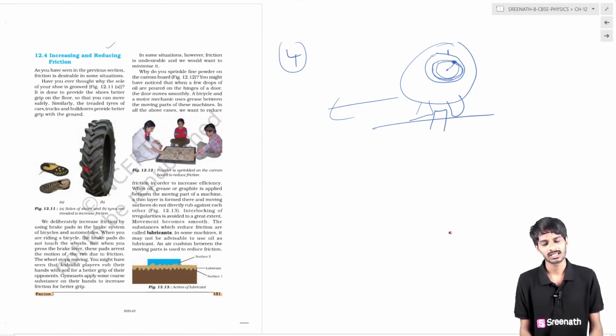Okay, in this way you can increase the friction. Another thing is how to decrease friction. Friction can be decreased using lubricants. I will give you an example. This is the game of carom boards. You have played this game many times, I think.